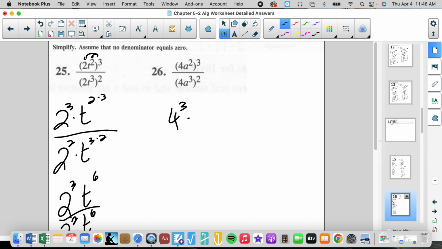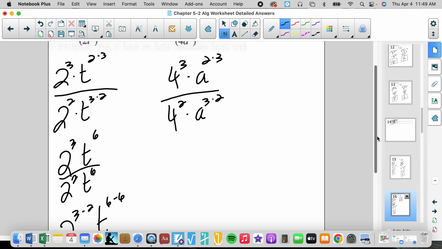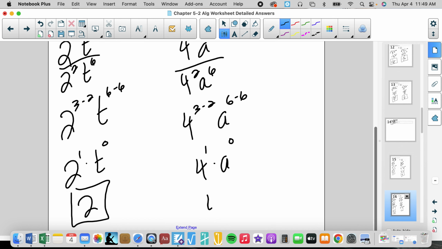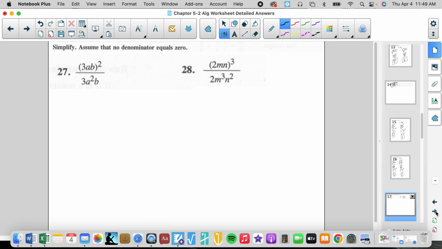4 to the third times a to the 2 times 3 over 4 squared times a to the 3 times 2. That's 4 to the third, a to the 6 over 4 to the second, a to the 6th, which simplifies to 4 to the third minus 2, a to the 6 minus 6, 4 to the first, a to the 0, and 4 to the first is 4. We notice that we're kind of doing the same things.